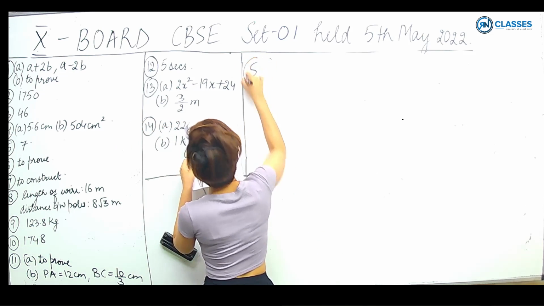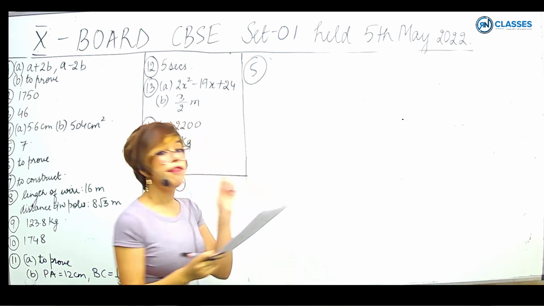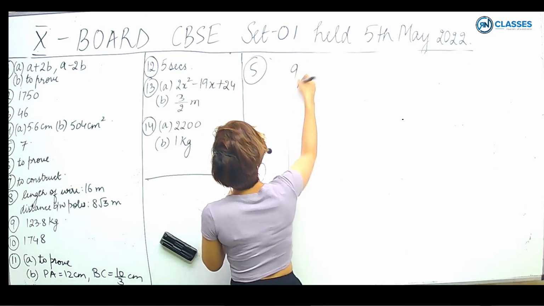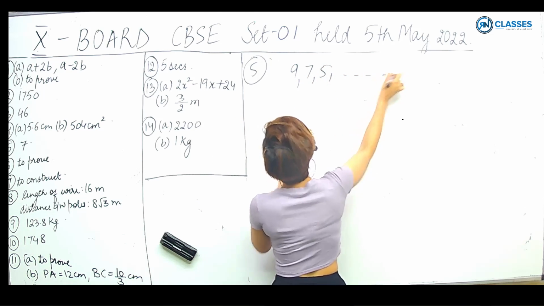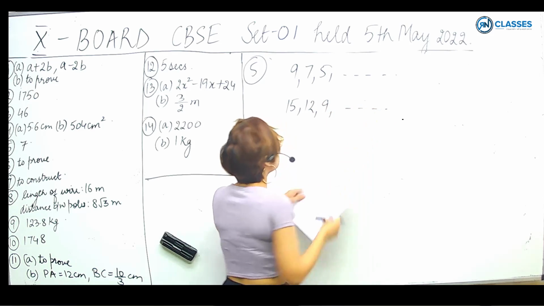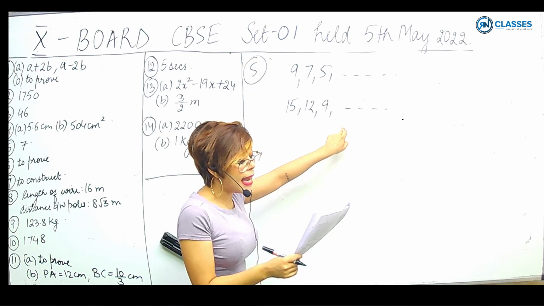Question number 5. For what value of n are the nth terms of the two APs the same? The first AP is 9, 7, 5 and so on, and the second AP is 15, 12, 9 and so on. For what value of n are the nth terms same?